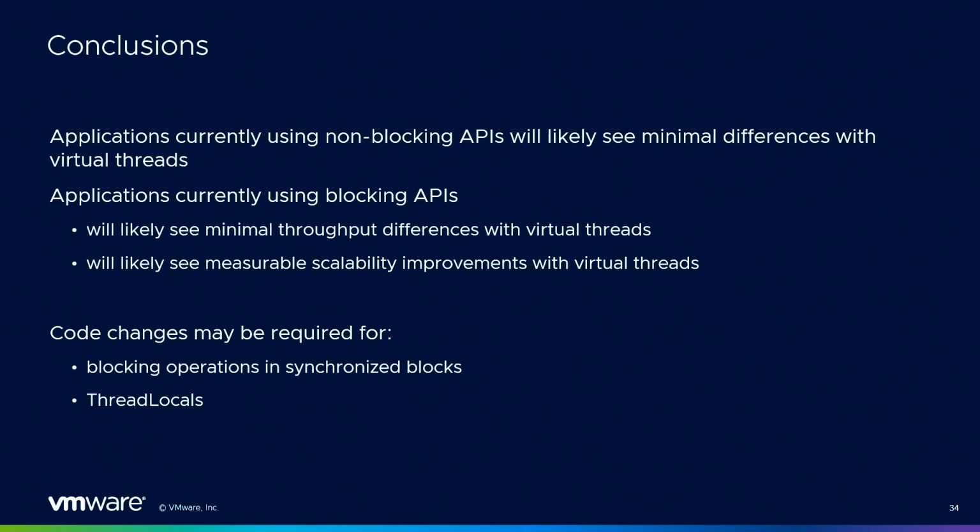If, however, you're currently using blocking APIs, then if you switch to virtual threads, you won't see much difference in throughput. Remember, you might see a bit of difference in latency, but where you'll potentially see benefit, if you do the refactoring to deal with the synchronized blocks and the thread locals, is in scalability. And that's where the real potential benefit of virtual threads is, in my view.